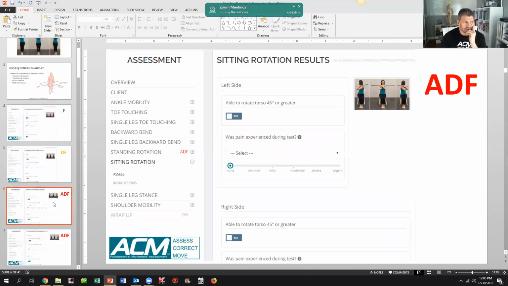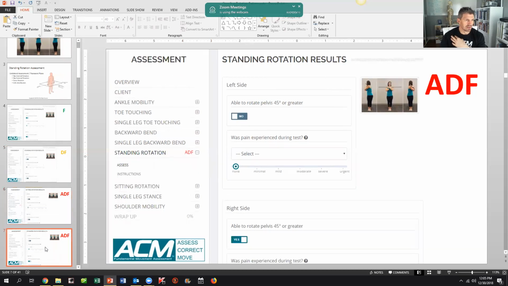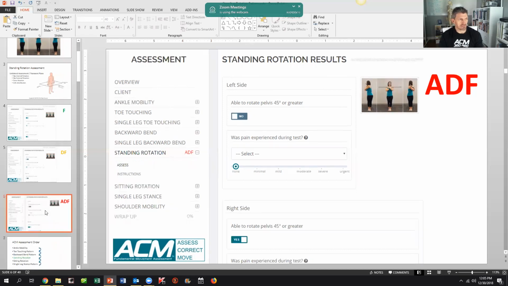If someone's not able to rotate to 45 degrees on one side, like the left side here is a no. Oh, shoot, I have the wrong slide in. Anyway, take this one out, this is for sitting.